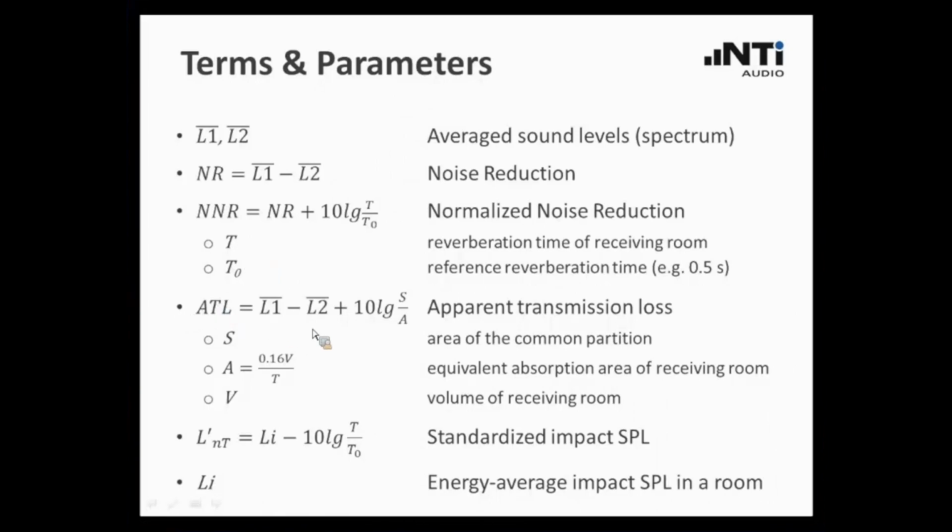Here we have the apparent transmission loss, which is another value that can be calculated. And here you see the area of the common partition or the volume of the receiving room play a major role. By the way, these standards that I have listed here are all referring to the ASTM, the American standard for these noise insulation measurements. Down here we have a third important formula which refers to the impact sound level measurement. Well, these three formulas are very frequently required for sound insulation measurements.